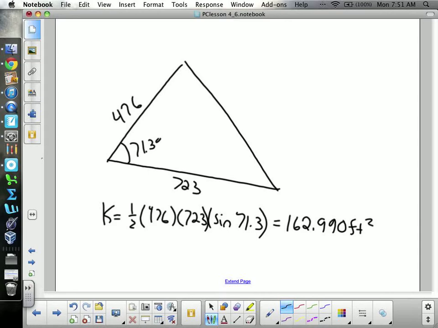However, it asks for the area in acres, and an acre is 43,560 square feet. So I have to divide that by 43,560, and I get 3.74 acres, or to the nearest tenth of an acre would be 3.7 acres. So we had to do a little conversion at the end, that's all.